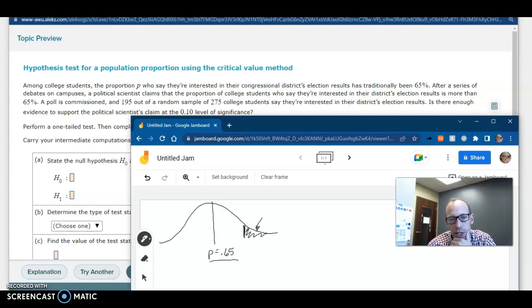we're going to put a 10% chance of error right there on the right side. It's going to be a right tail test. Now we don't know what this cutoff is yet. That's our critical value. But let's take a look at what's going to happen here.